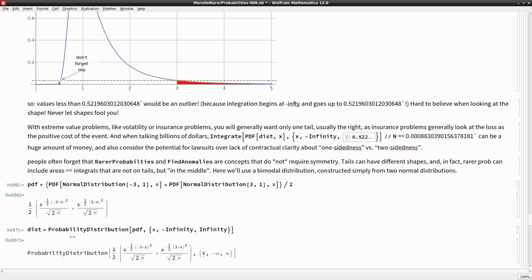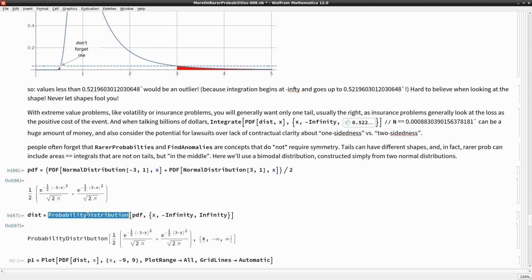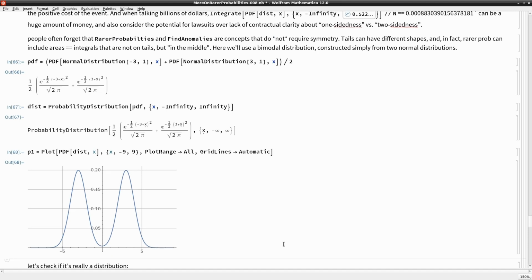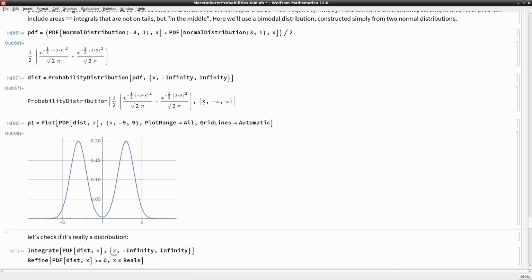And we define the distribution for this. I've shown you last time we just used ProbabilityDistribution over that PDF, and now we have properly defined it as a probability distribution, because a function is not immediately a distribution, but this is the way to declare that in the Mathematica system. Now let's plot them, and we can clearly see that as the sum of two normal distributions that have equal distance from 0, we are getting a bimodal distribution.